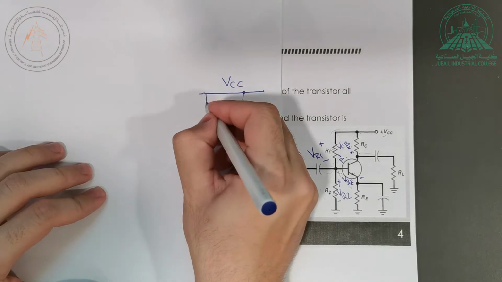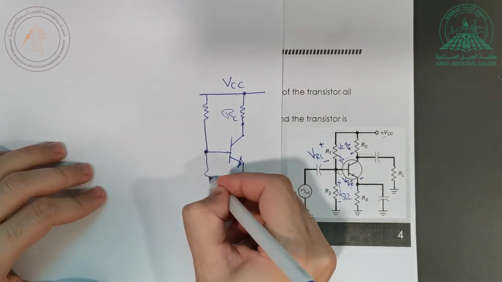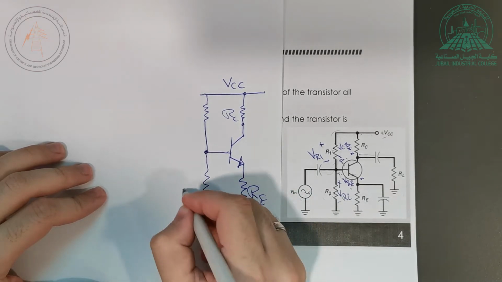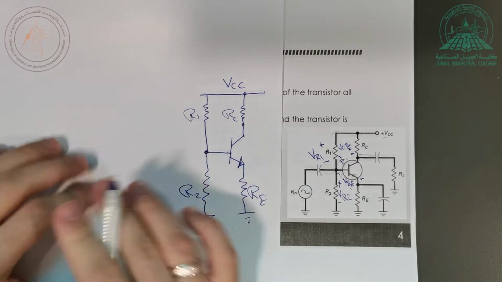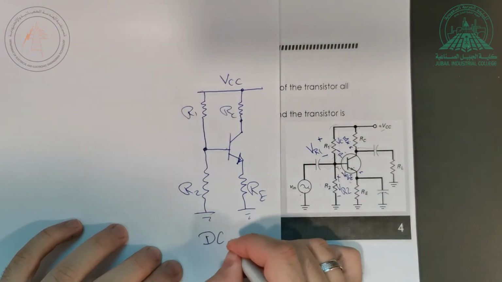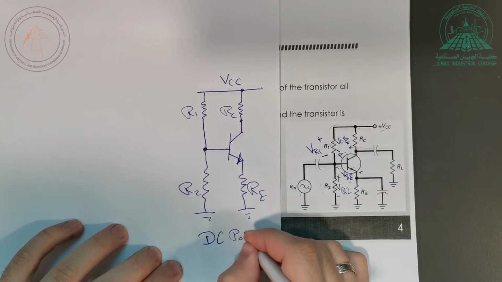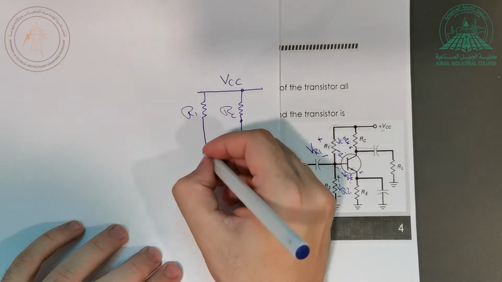And from the left side, here I have R1, and this is connected to the base. And here I have R2. How about from the left side here? I don't have anything. So this is how the circuit looks from what we call the DC point of view.